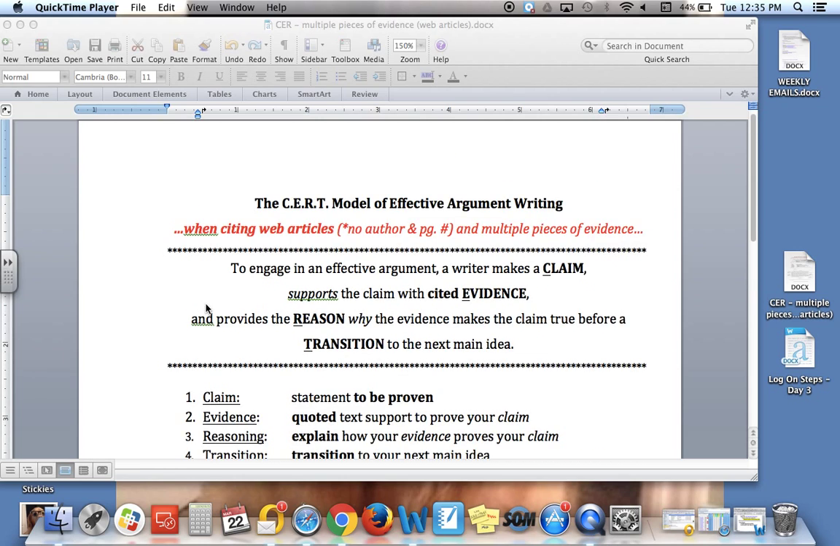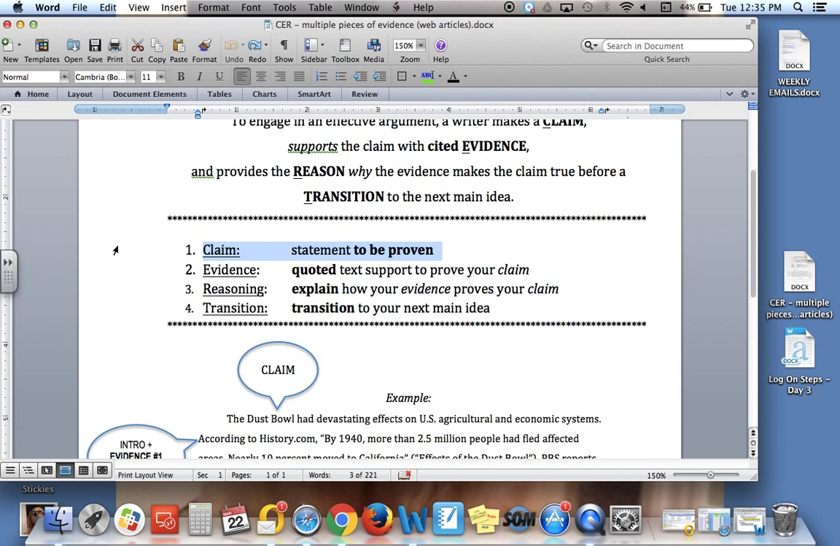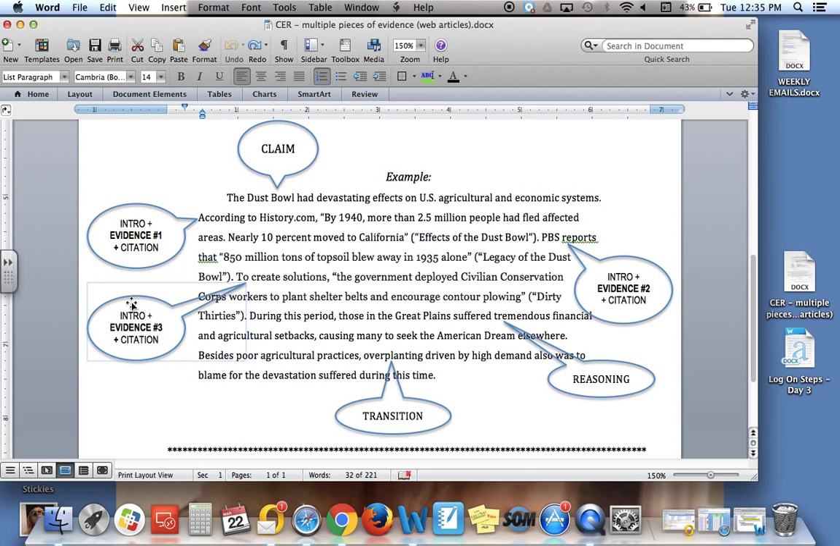Remember, the CERT model stands for claim, evidence, reasoning, and transition. When put together, all four of those make for an effective argument based in evidence. So let me show you an example. Here you have a CERT modeled paragraph citing from websites and using multiple pieces of evidence.